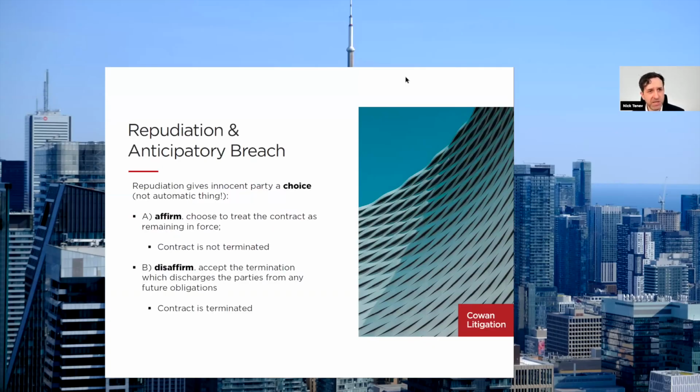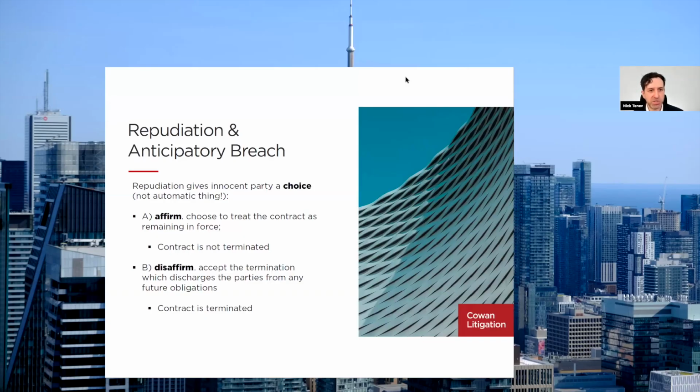And so repudiation gives the innocent party a choice of two options. Number one, to affirm the contract, which means to treat the contract like it is not terminated, like it's still going on, like it's still a live contract. So option one is to affirm, or option B is to disaffirm, to accept the termination.